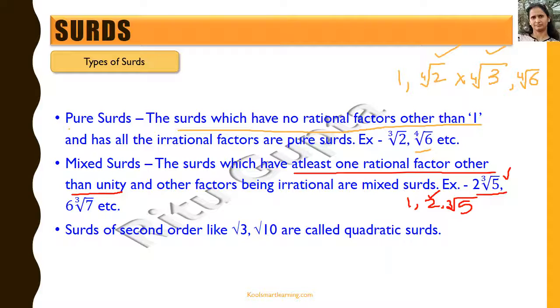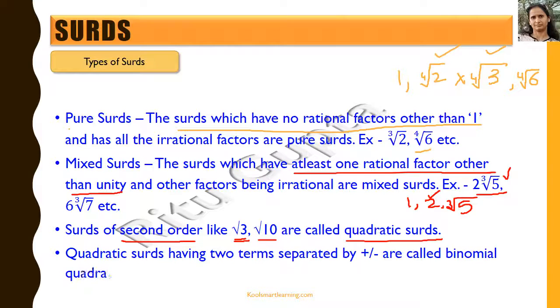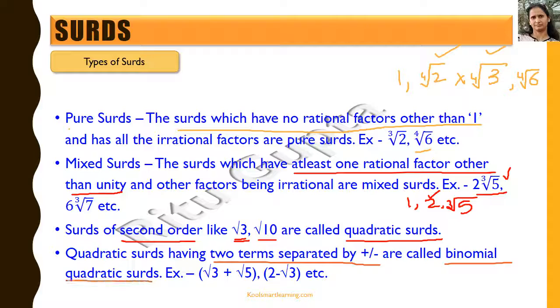Now there are quadratic surds. What are they? The surds of second order. Second order means the power is 1 by 2, which means square root of numbers like square root of 3, square root of 10. These are called quadratic surds. And these quadratic surds having two terms separated by an addition or subtraction are called binomial quadratic surds. The examples are root 3 plus root 5, 2 minus root 3, etc.